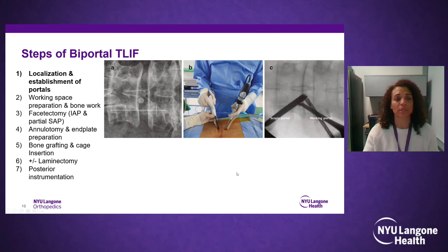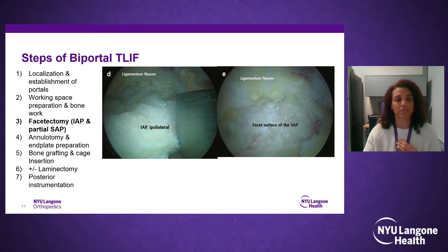The first step is going to be establishing your portals, and then after that, you're going to create your working space. So you're going to use your pituitary and your RF wand to make a working space. And then after that, you're going to do your facet resection, so removing your IAP and then removing your SAP. Now, some surgeons prefer to do their laminectomy before doing the facetectomy. I prefer to do my laminectomy afterwards. I like to leave the flavum intact, go very lateral, so I can retract as minimally as possible. But everyone has their own reasons for doing everything, and so you could do your laminectomy before you start taking your facet joint down.